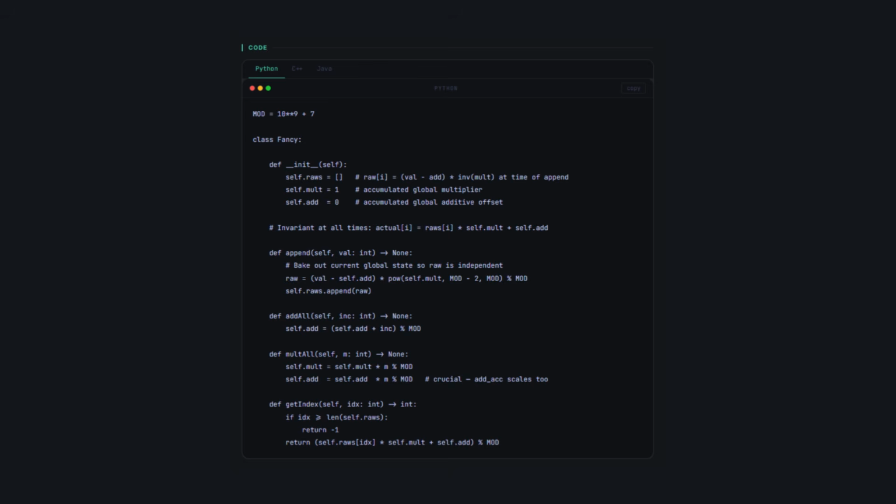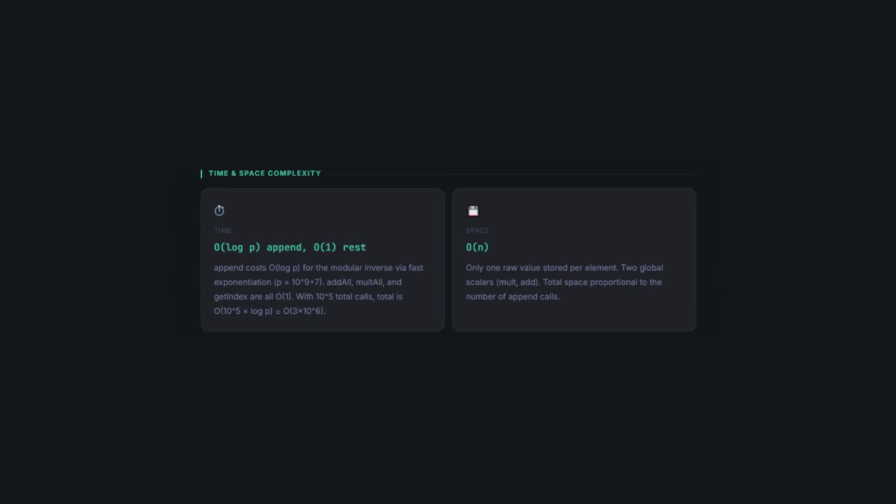Finally, let's talk about complexity. Each operation runs in constant time, except append, which requires computing a modular inverse. That takes logarithmic time, often described as big O of log p, where p is the modulus. Overall, the system easily handles up to 100,000 operations. The space complexity is big O of n because we store the base value for each appended element. And that's the complete idea behind this problem.